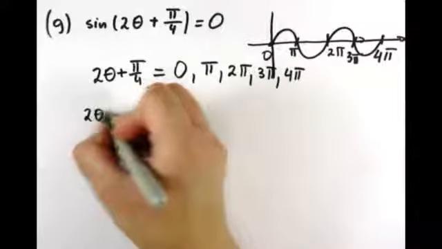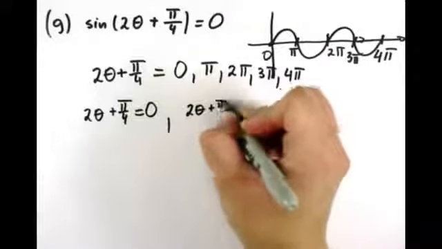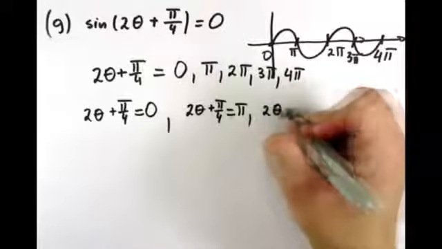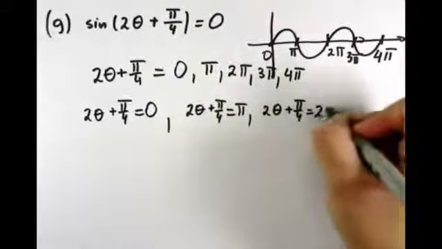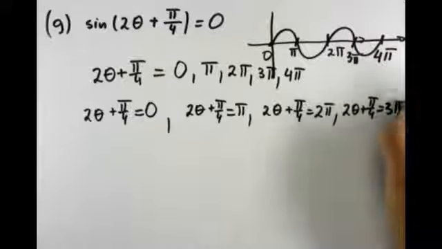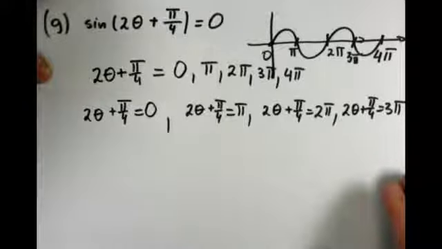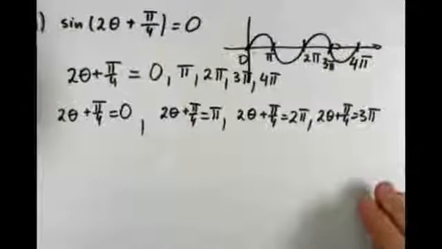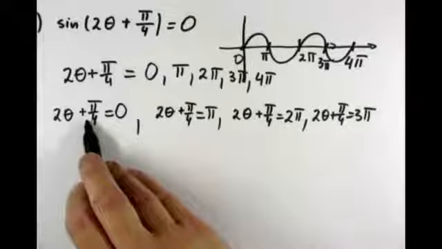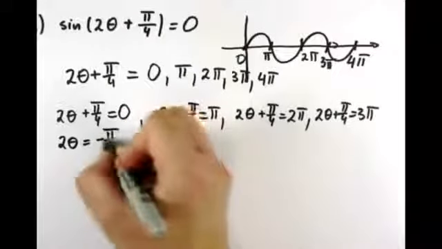So I have 2 theta plus pi over 4 is 0. 2 theta plus pi over 4 is pi. I equal each to each and every one. Then I have 2 theta plus pi over 4 is 2 pi. 2 theta plus pi over 4 is 3 pi. And we need one more, 4 pi. I will do the 4 pi at the end. So let's bring this over. Let's bring this over. So we have 2 theta is equal to minus pi over 4.